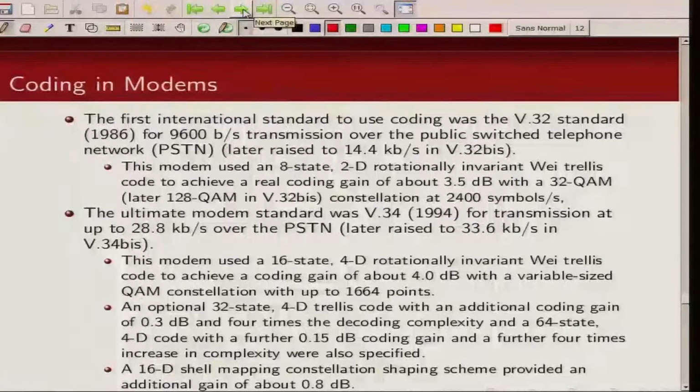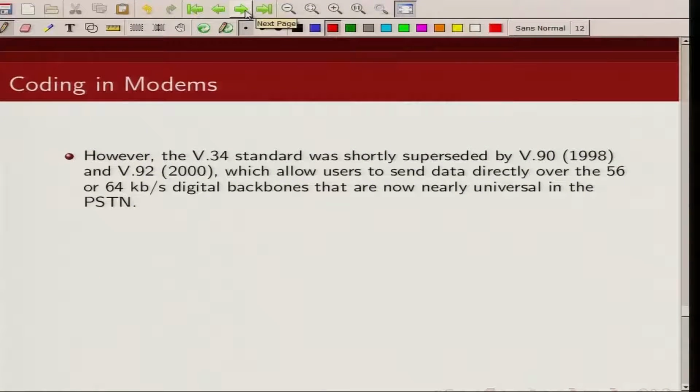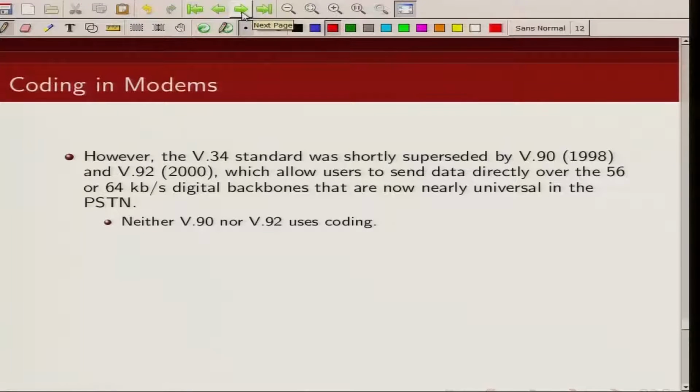But when we progressed to digital backbones, there was no need for these codes, and so the V.90 or V.92 standards essentially do not use any of these coding techniques. But in the mid 80s and early 90s, these codes were very successfully applied for coding for modems.